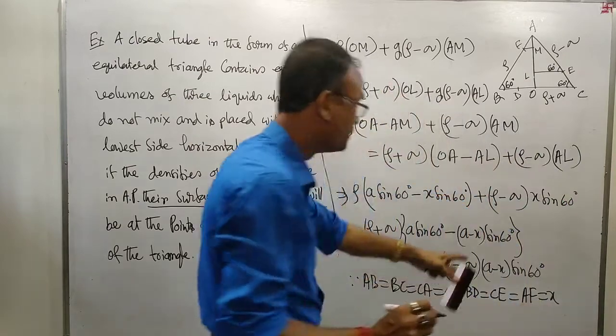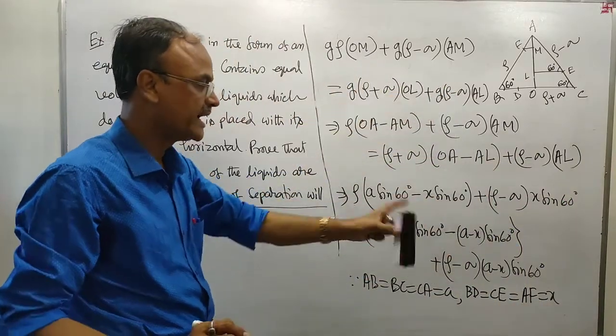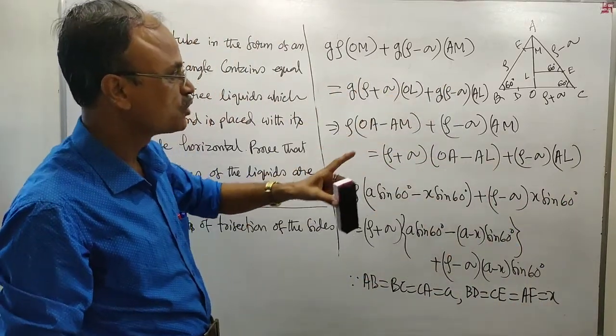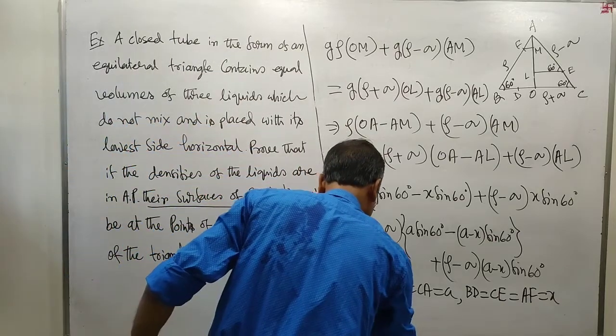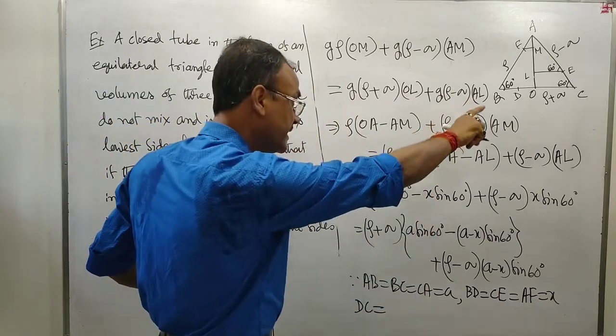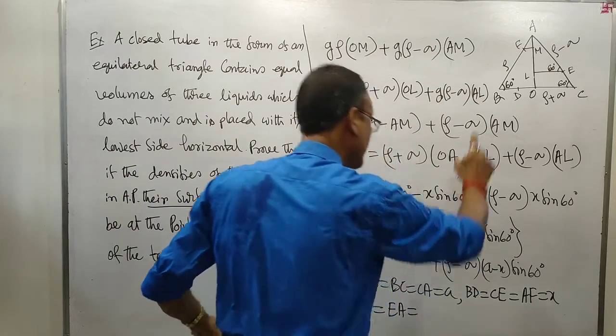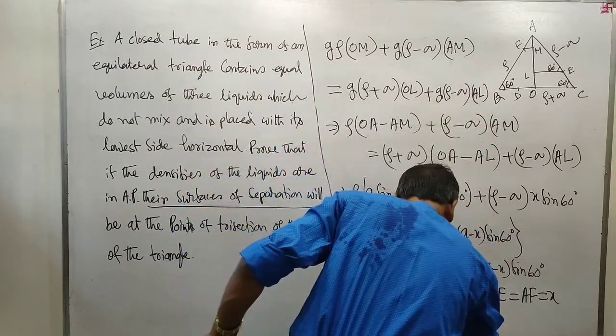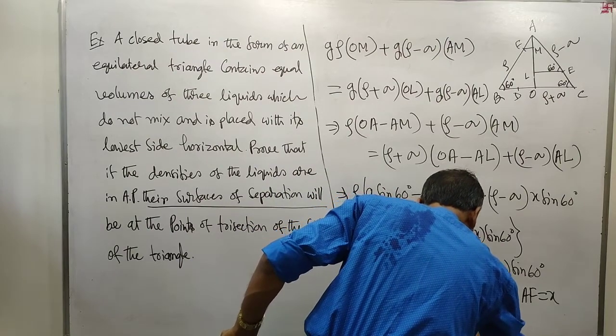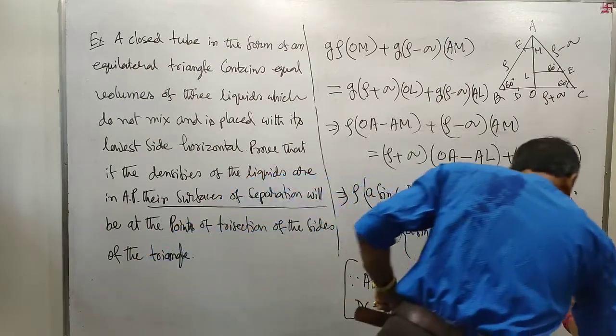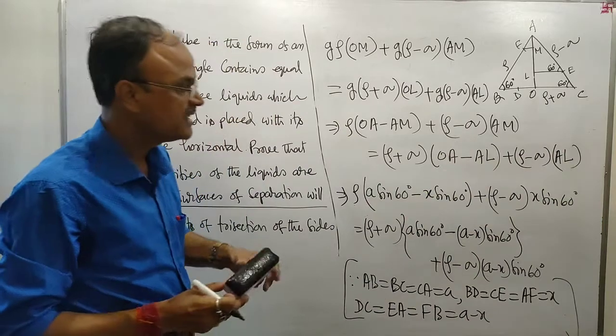This is equal to X. BD equal to CE equal to AF, this is equal to X. Also DC equal to EA, equal to FB, equal to A minus X. Right?